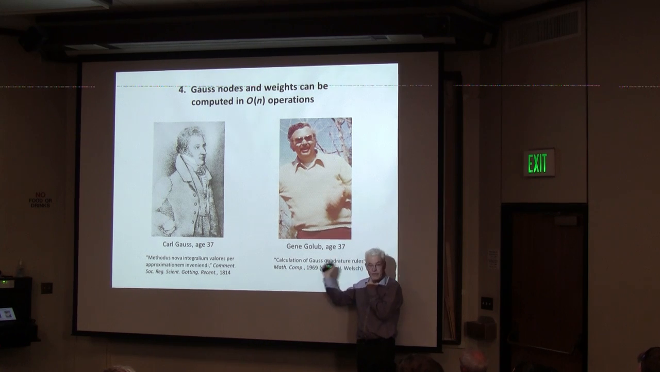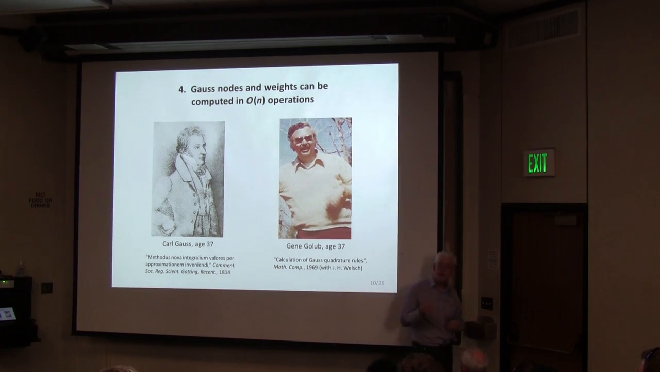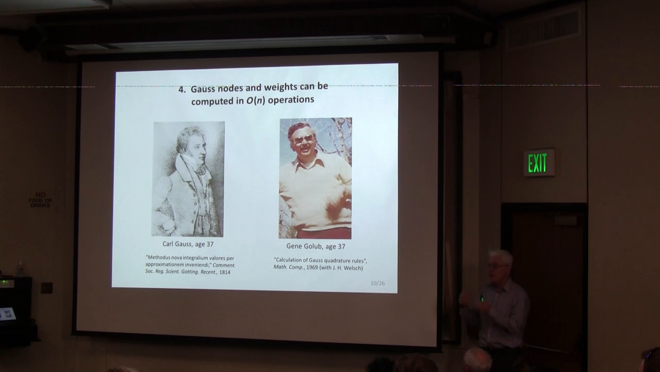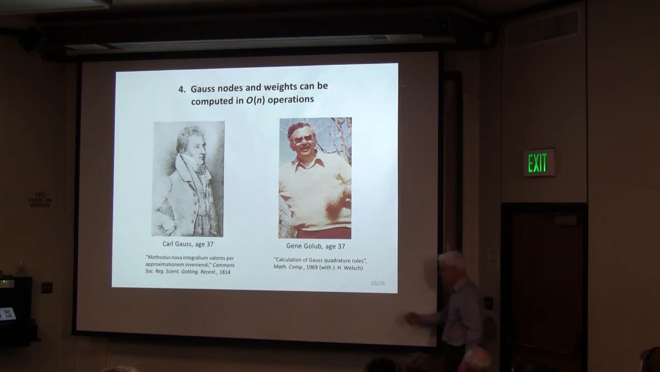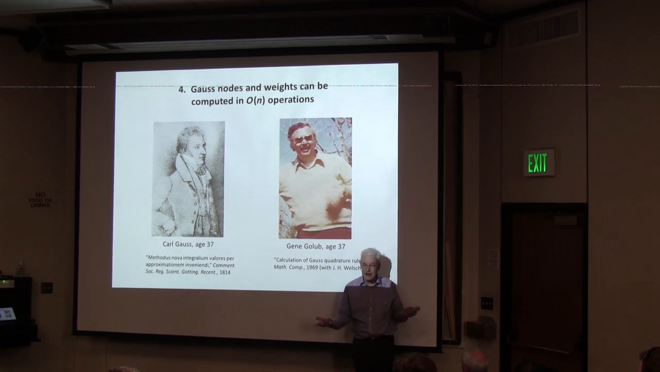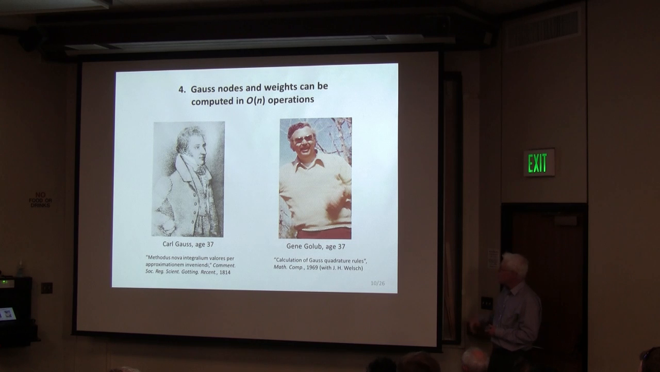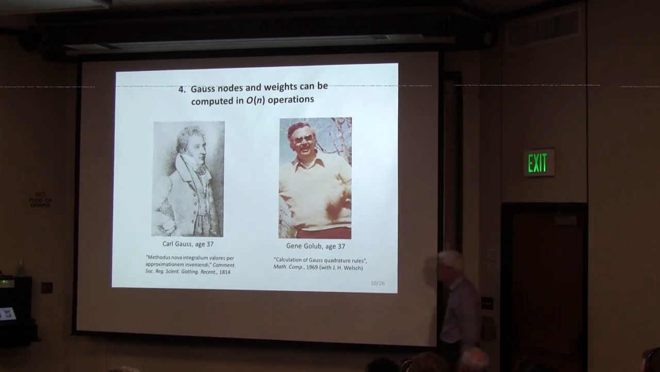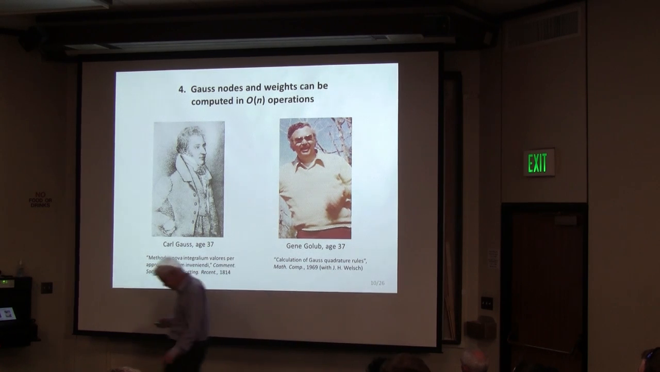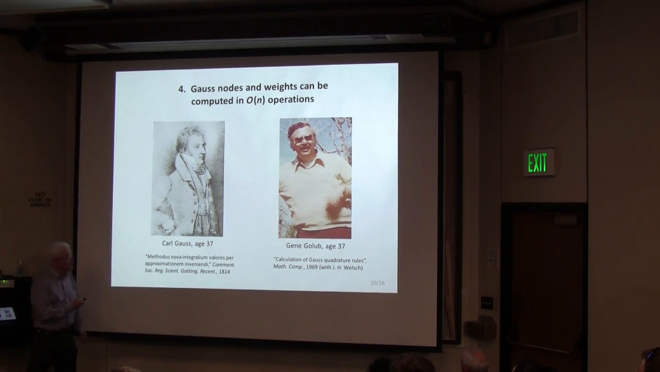An amazing and beautiful result. They showed that you could compute these nodes and weights by setting up a tridiagonal matrix and doing an eigenvalue problem. And this is 1969. The eigenvalue algorithms that we know and love were just being invented, pretty much. So it was a beautiful early application of tridiagonal eigenvalue algorithms.